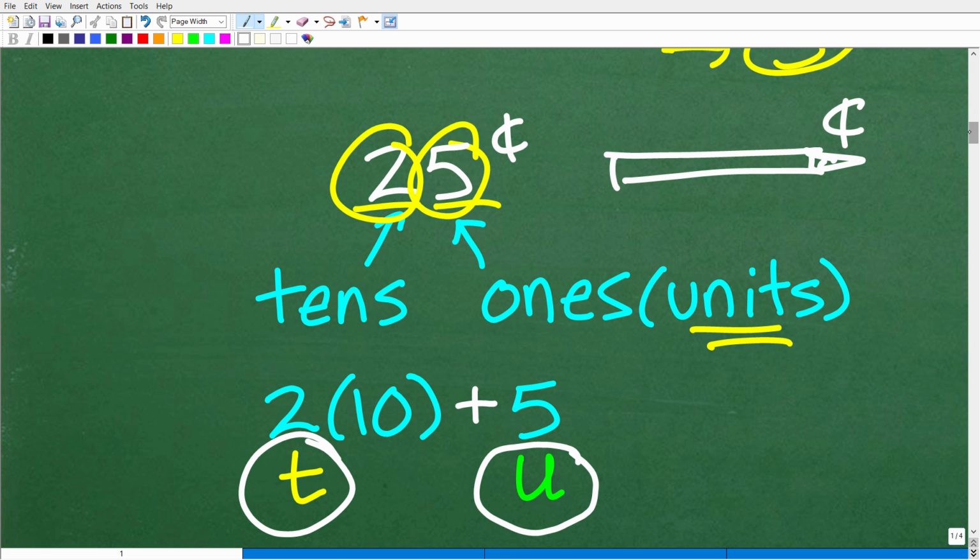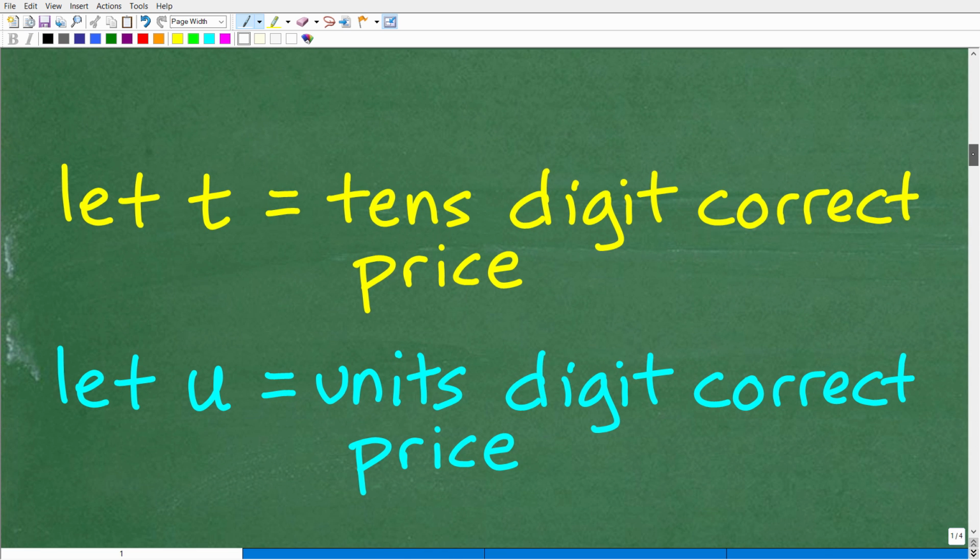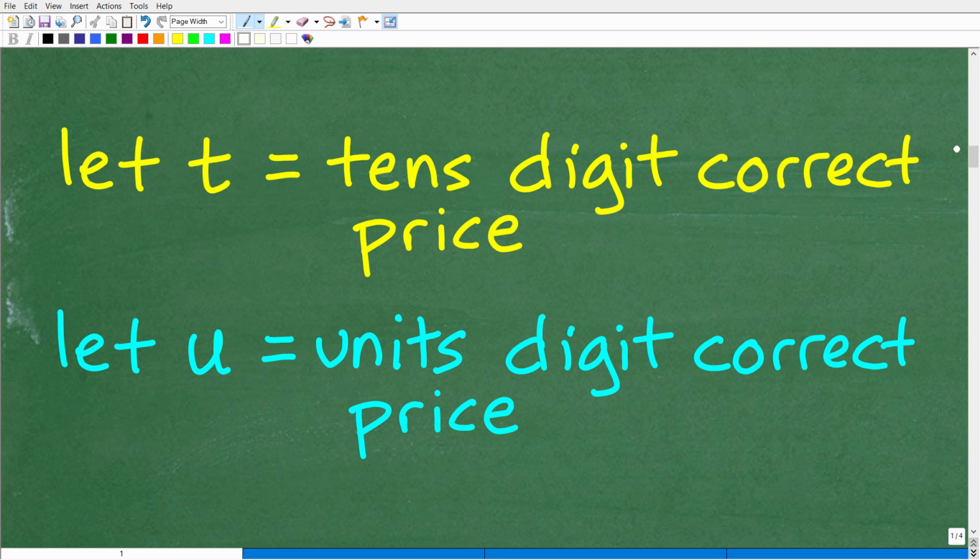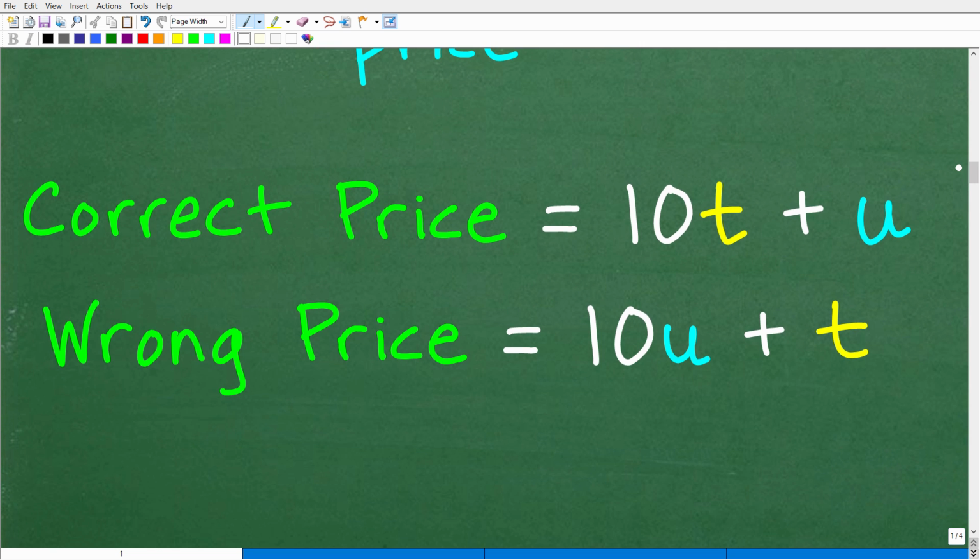Now let's go ahead and take a look at our models. We're going to let t equal the tens digit of the correct price, and we'll let u equal the units digit of the correct price. Let's start with the correct price in mind, because once we have this, then we can reverse the correct price to have the wrong price, and then we can do some things from here. But let's take a look at some algebraic expressions, knowing that the variable t represents the tens digit of the correct price, namely, not the wrong price, and u is the units digit of the correct price. So from that, we can build out the correct price.